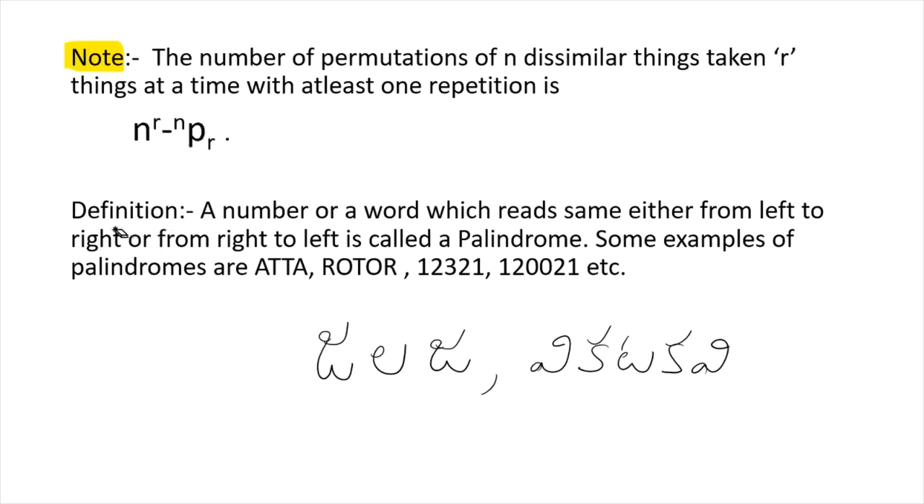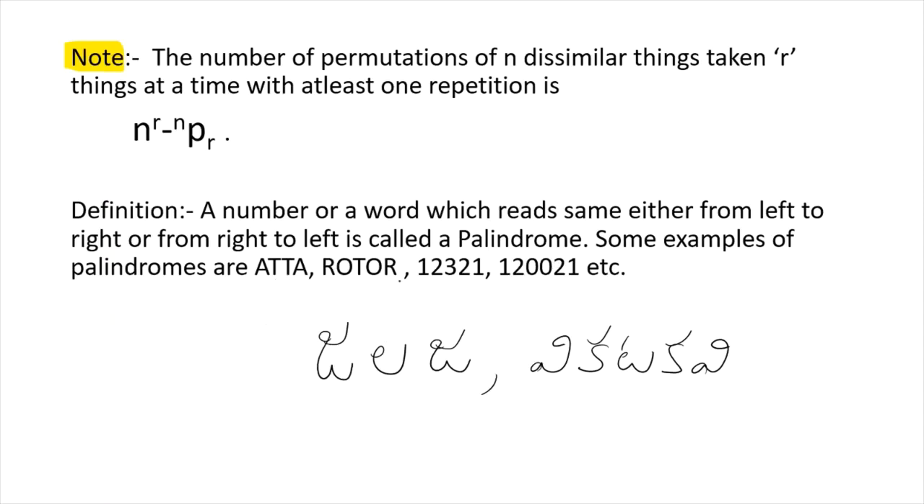Next we have the following definition about palindromes. A word or a number is said to be a palindrome if it reads the same from left to right or from right to left. A few examples are ATTA, ROTOR, and 12321, and so on. If you are familiar with the Telugu language, then you can have this one: Jalaja and Vikata Kavi. These words, when read from left to right and when read from right to left, will give the same meaning. So these kinds of words and numbers are called palindromes.